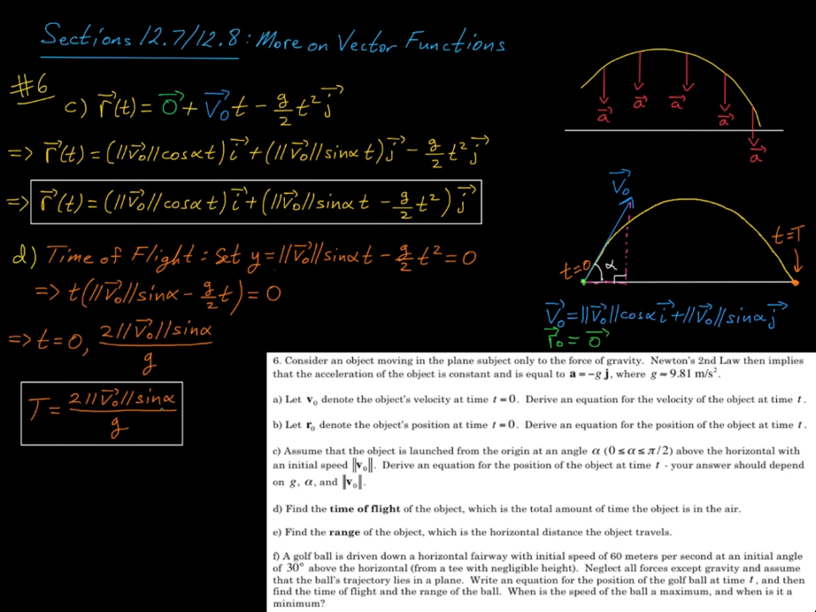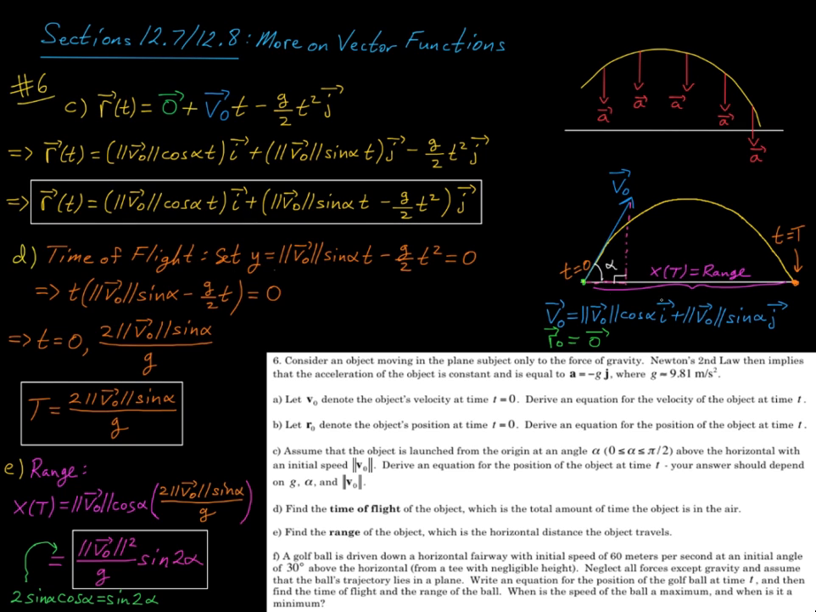All right, and then for part E it says, find the range of the object, which is the horizontal distance the object travels. Well, that's just going to be the x-coordinate at the point where the object lands. And so what I want to do there is just plug in the time of flight, capital T, into the i component coming from our position vector. So this is going to be our initial speed times the cosine of alpha times the time, and that's just this expression for capital T.